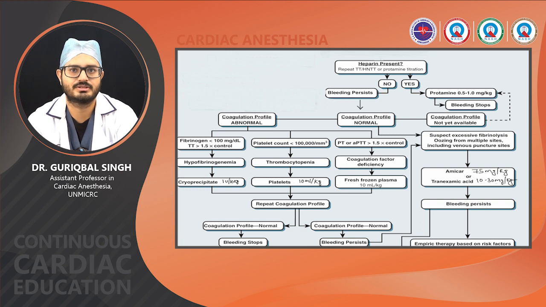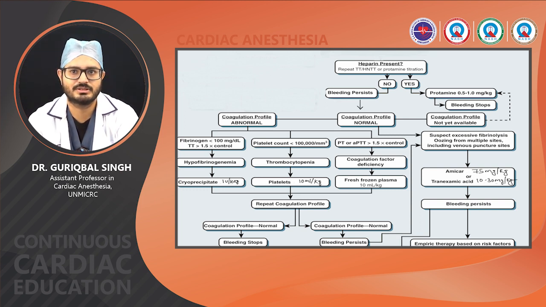If bleeding persists, then we should evaluate the coagulation profile. If there's less fibrinogen, we should give cryoprecipitate. If platelets are less, we should give 10 ml per kg of platelet concentrate. If APTT or PT is 1.5 times the normal, we suspect coagulation factor deficiency and should give FFP of 10 ml per kg, and then repeat the coagulation profile. If it is normal, it's okay.